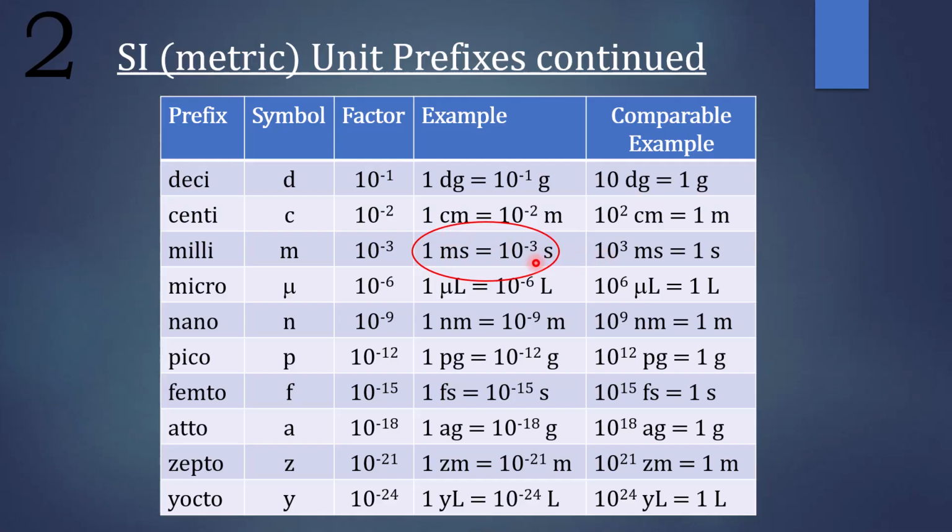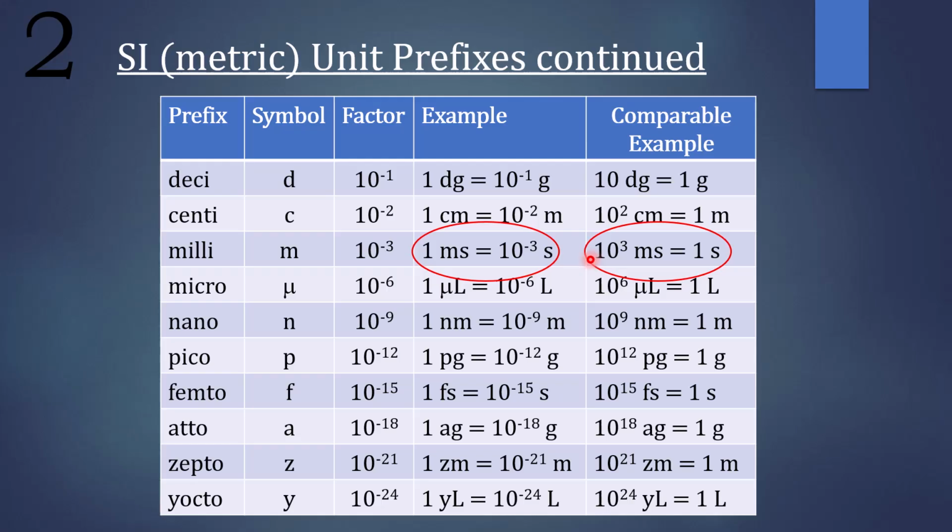Comparable example over here: if you divide both sides by 10 to the minus 3, right? You'll get 10 to the third milliseconds, or 1,000 milliseconds is equal to 1 second. So both of these are conveying the same information. They can both be used as essentially the same conversion factor, and we'll see that in just a second as well.